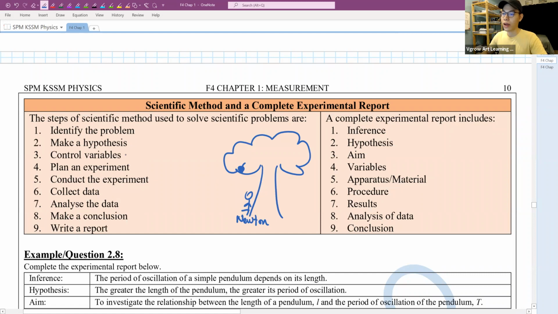And then he controlled his variables. Maybe he did some experiment. Then he planned the experiment. He wants to do an experiment, so he controls some variables, fixing something so that it doesn't affect the result. And then he planned the experiment. Then he conducted the experiment.